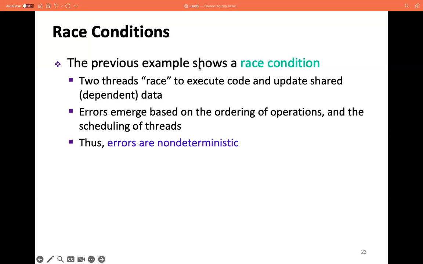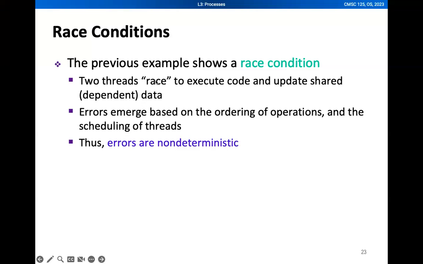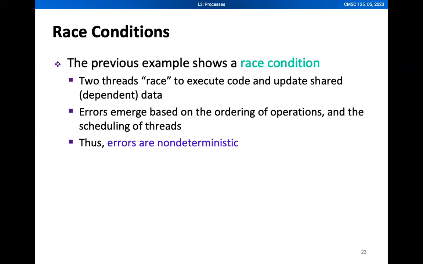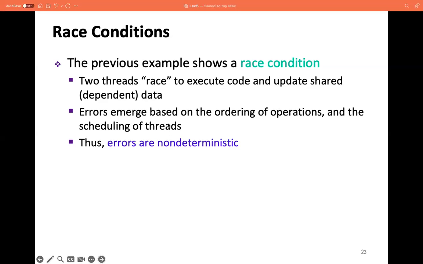Okay, so the previous example shows a race condition. What happens is two threads race to execute code and update the shared dependent data. In that example, it was the variable EAX. The errors emerge based on the ordering of operations, as well as the scheduling of threads. Thus, the errors are non-deterministic.